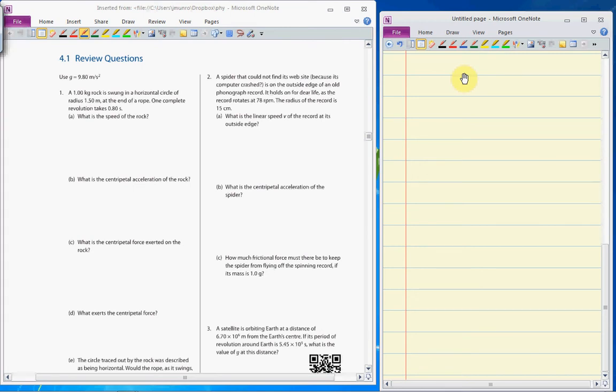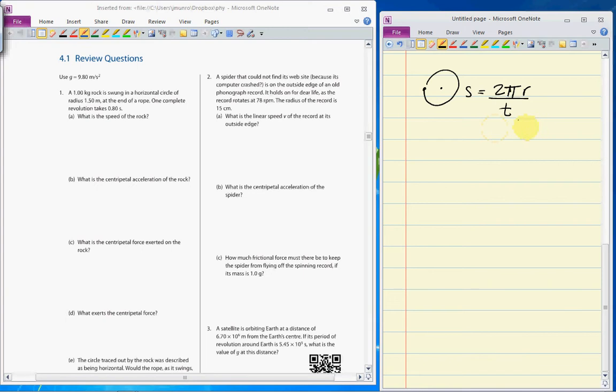All right, for question 2, what we need to look at is the amount of time that it takes to go a single rotation around this record. And for that, obviously the distance is 2 pi times r. The time is the amount of time it takes for a single rotation, and this gives us the speed.